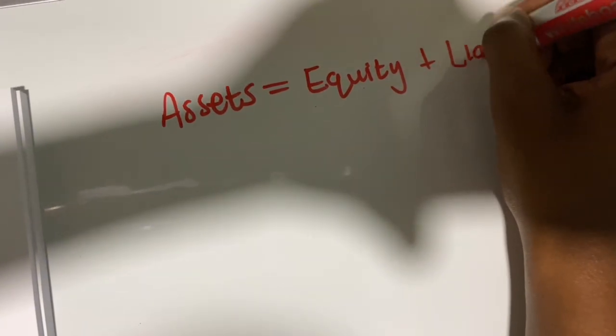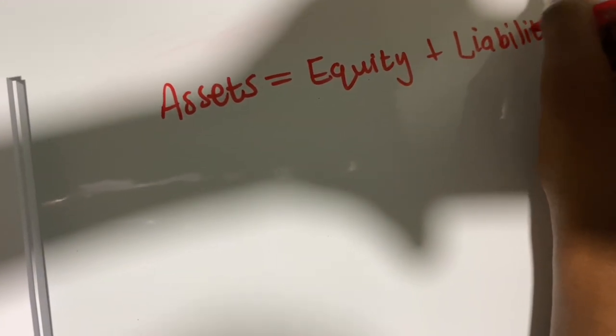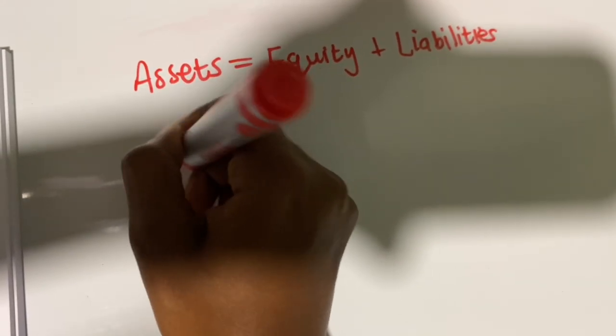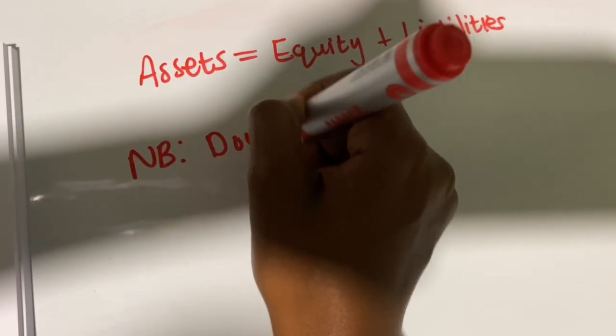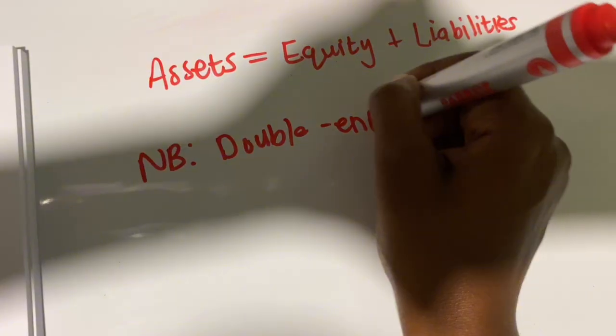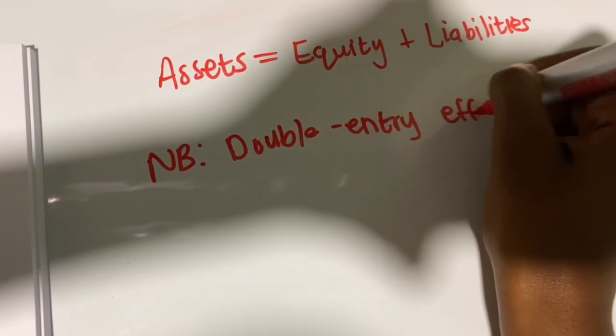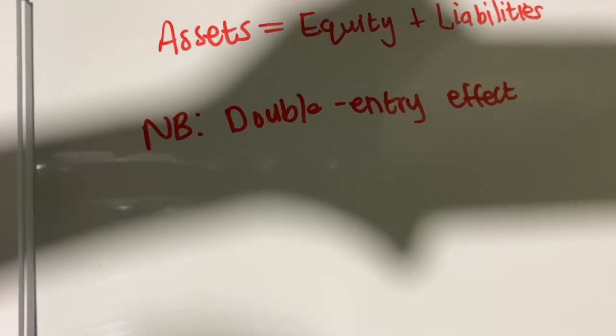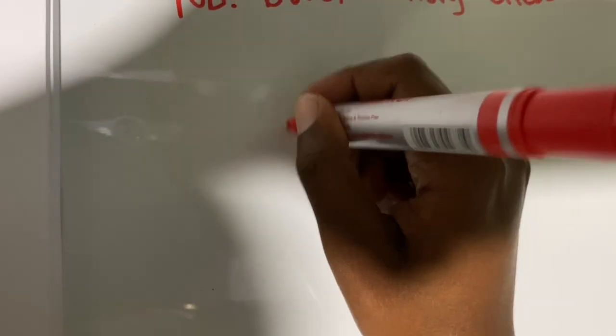plus liabilities. Always remember the double effect, double entry effect. For every credit, there must be a debit. If you are still struggling with what increases on the debit side or what increases on the credit side, just remember this: debt and click.